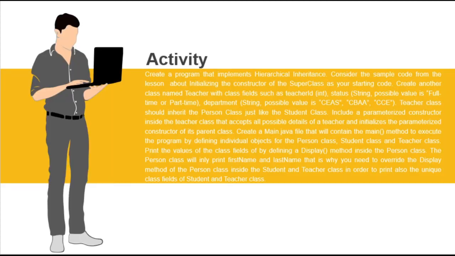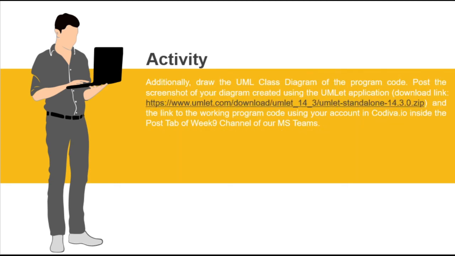For this lesson's activity, follow the given instructions. Satisfy all the requirements, and you should be able to produce a specific output and post your output in our week 9 channel. You should also be able to draw the UML class diagram of the program code. You should post a screenshot of your diagram created using the Amlet application and the link to your program working code using your account in codeva.io inside the post tab of the week 9 channel of our MS Teams.